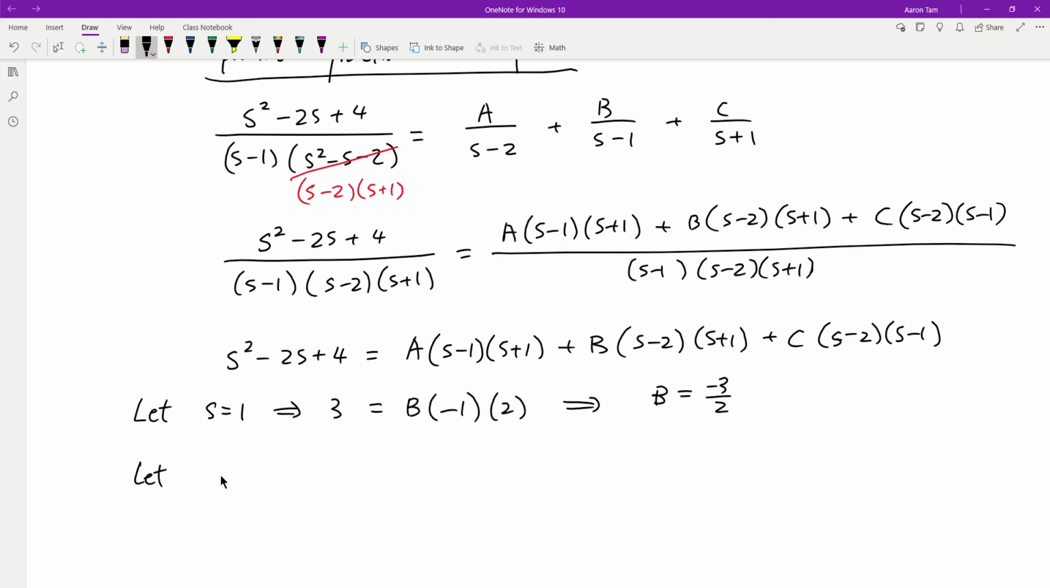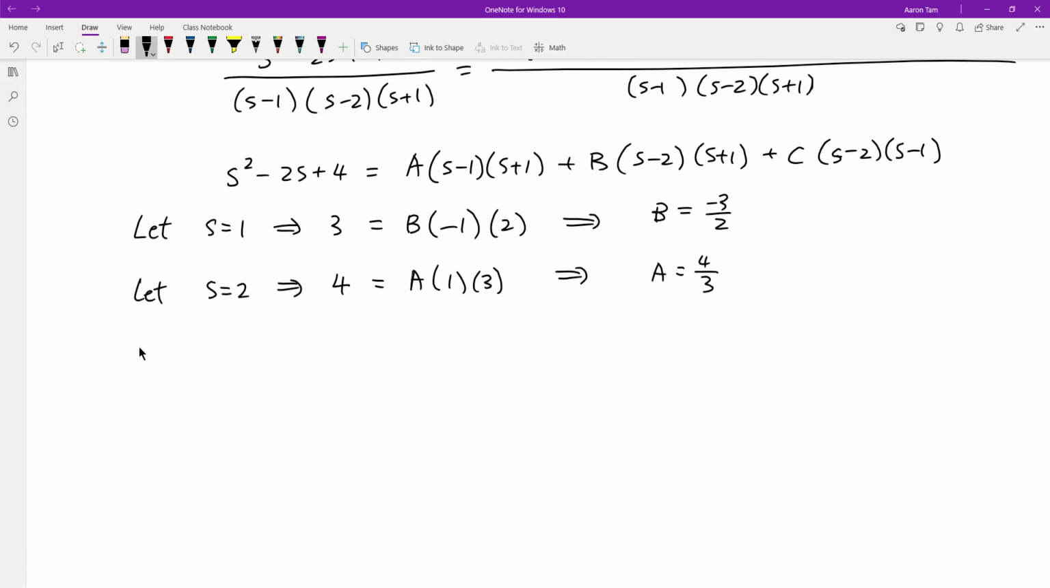Now we're going to go ahead and do a second number. Let s equal, maybe, 2. So if s equals 2, then this would be 4 equal to, A would stay, it would become 1 times 3. And then B and C would both go away because of the s minus 2 factor. So therefore, that tells me that A must equal 4 over 3.